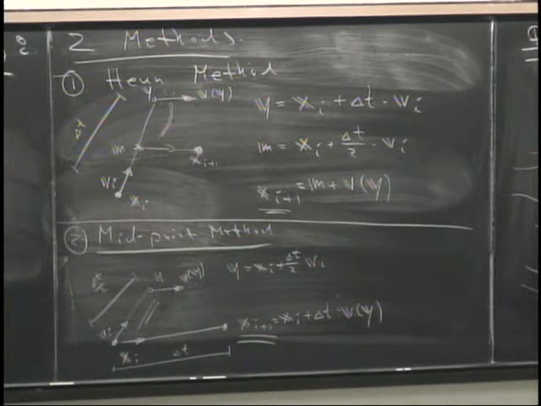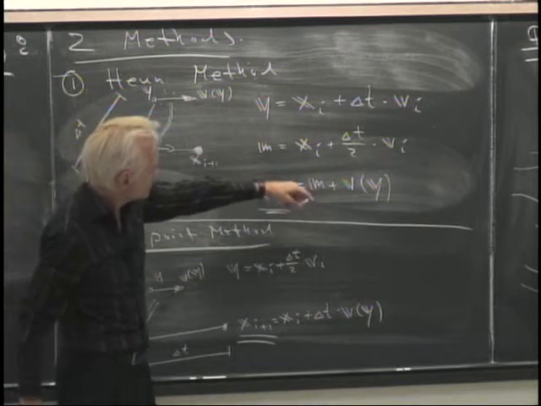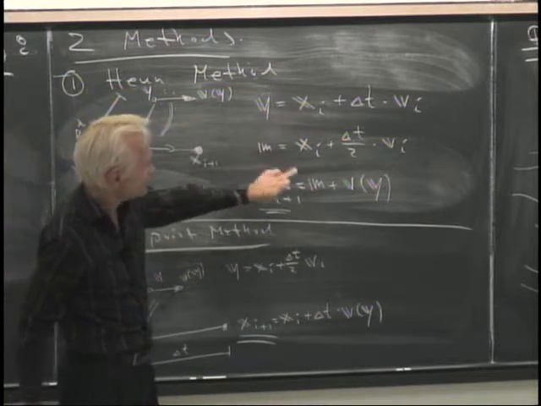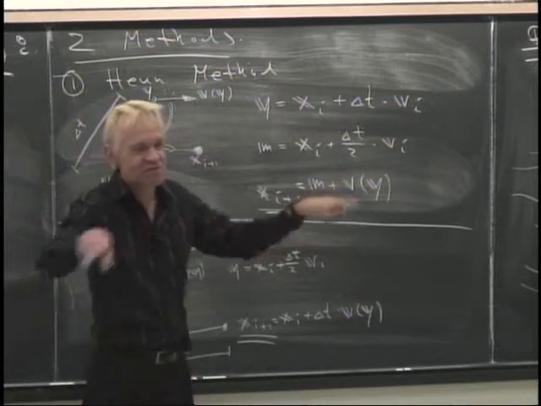Which method is better? Shoot. For the last one, xi plus 1 is xi plus delta t times the velocity at y. You can plug it all in, right? Here's the definition of y, put it in there. Here's the definition of the velocity at y, plug it in, and you get just one closed-form expression for the whole thing.